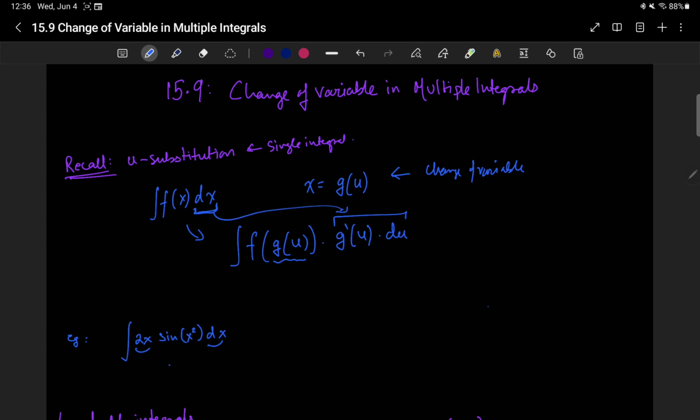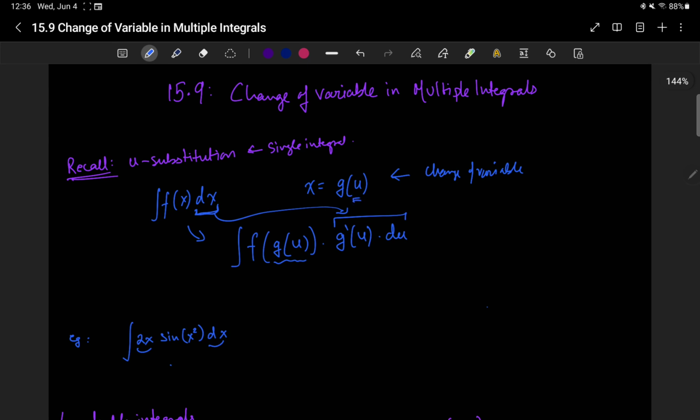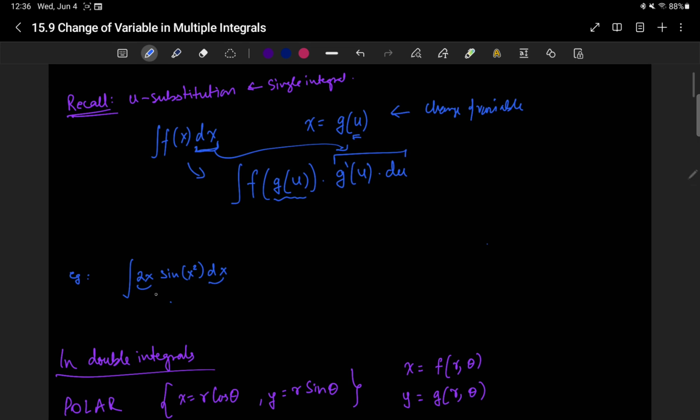And for one dimension, this is a standard procedure which works for any kind of change of variable, meaning u could be any function, or x could be any function of u. And our goal is to have a similar result in multiple integrals. So for example, if I was working with this particular problem here, then I would set x equals root u, or u equals x squared, right? And my g prime u is then 2x dx du.